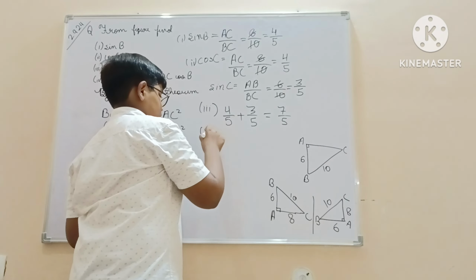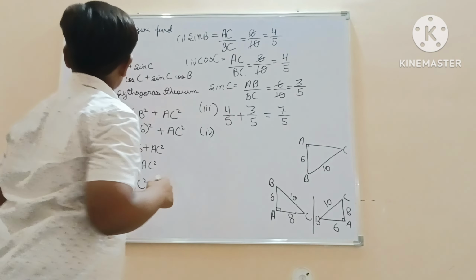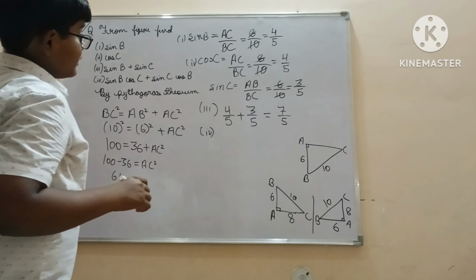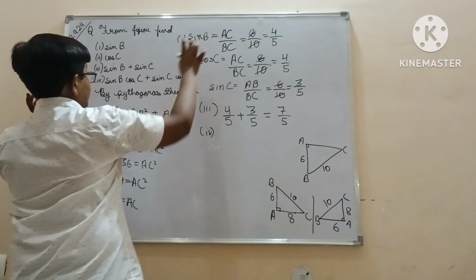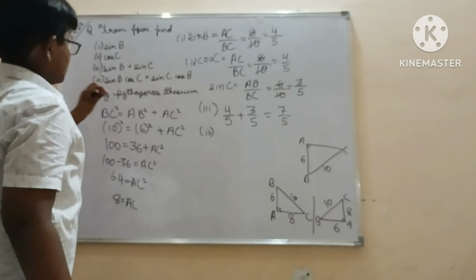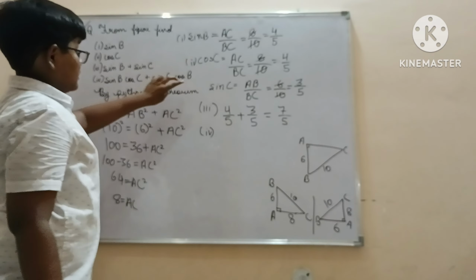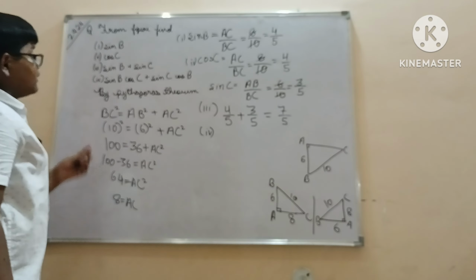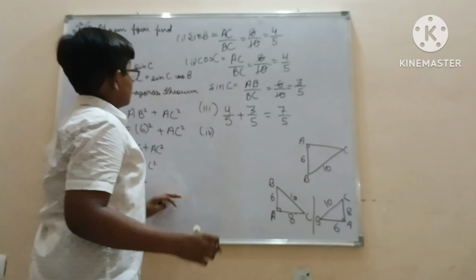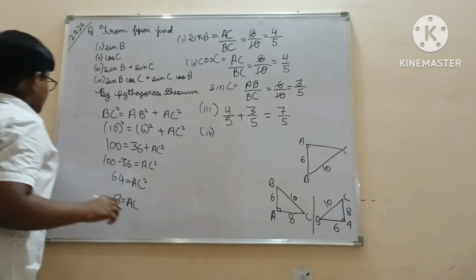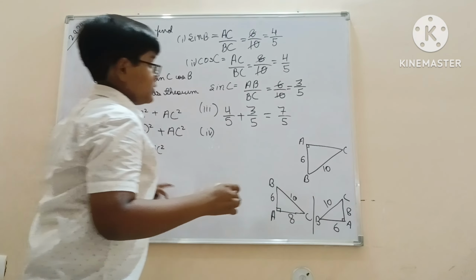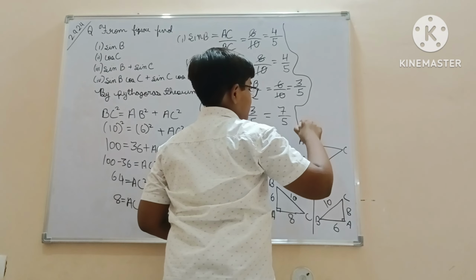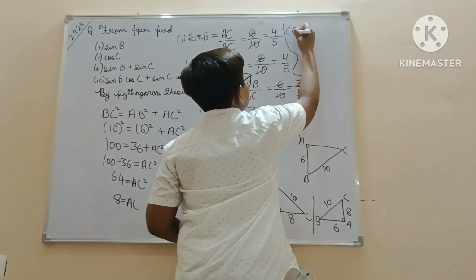Now our fourth equation is sin b cos c plus sin c cos b. So we have the values of sin c, cos c and sin b. We have to find this cos b, so we will find cos b's value here.